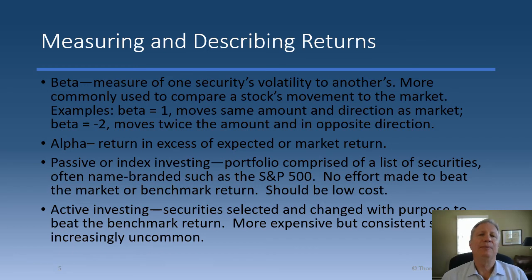Let's come up with some ways to measure and describe returns of our investments. Beta. Beta is a measure of one security's volatility relative to another. If one goes down, the other one goes down. One goes up, the other one goes up. That's a beta of 1. If this one goes down and this one goes up by the same amount, that's a beta of -1. Or to the point in the bullet, if this one goes up 1 and this one goes down 2, that's a beta of -2. Moves twice the amount.